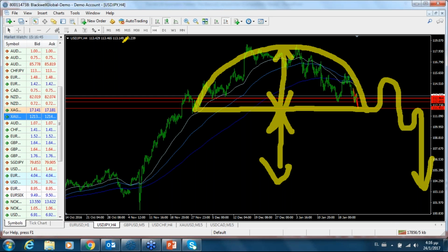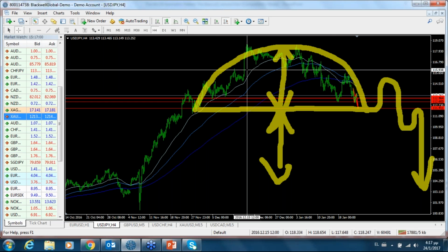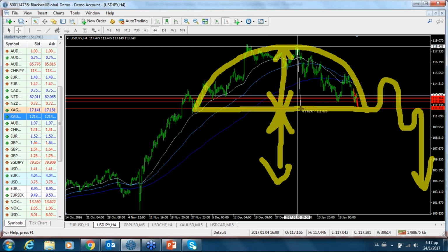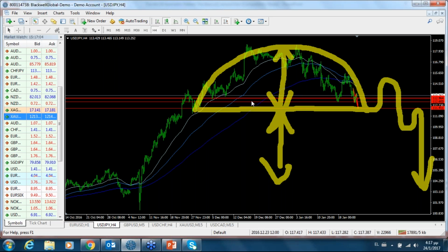So that's it. That means you're looking at a fall of the USD JPY on the 4-hour chart. From there to here, we're looking at 600 plus pips, and we're looking at that as a possibility if at all it follows the pattern.